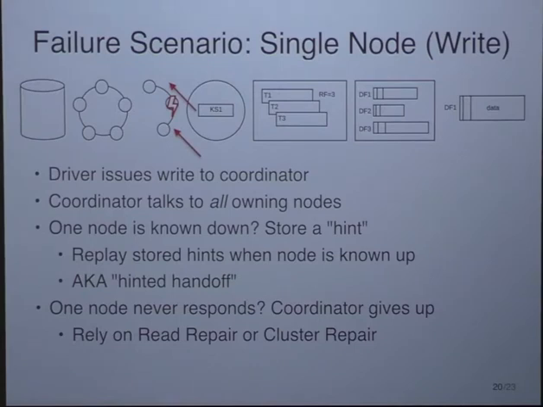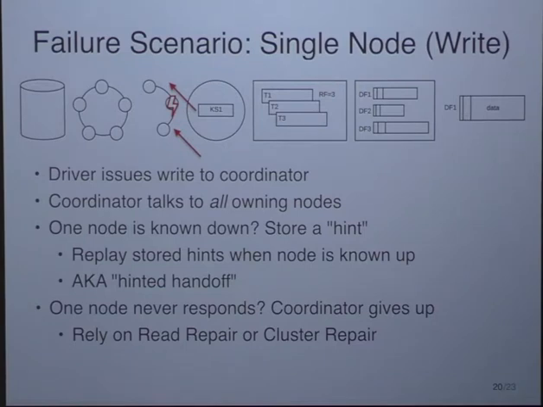Okay, so what happens when a single node is down and you're trying to write? The driver talks to the coordinator, which talks to all the owning nodes. If one node is known to be down, the coordinator will store a thing called a hint. It stores the data that was written in a special file that is buffered, sitting there waiting for that node to come back up. When the node comes back up, that coordinator finds out about it, replays the missed write, and that node is fully caught up.